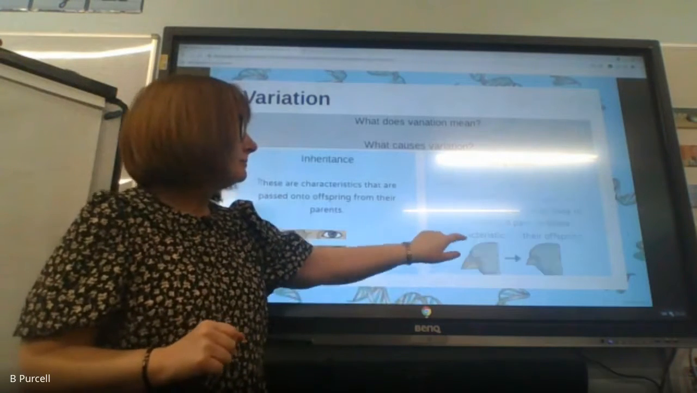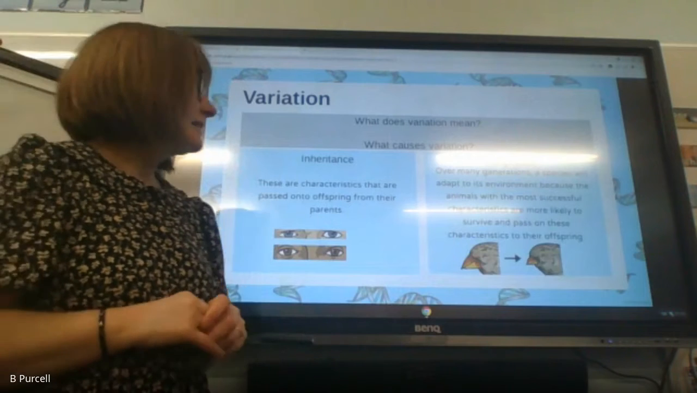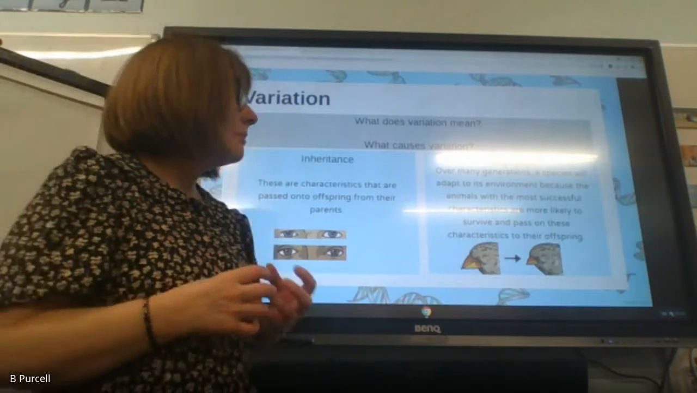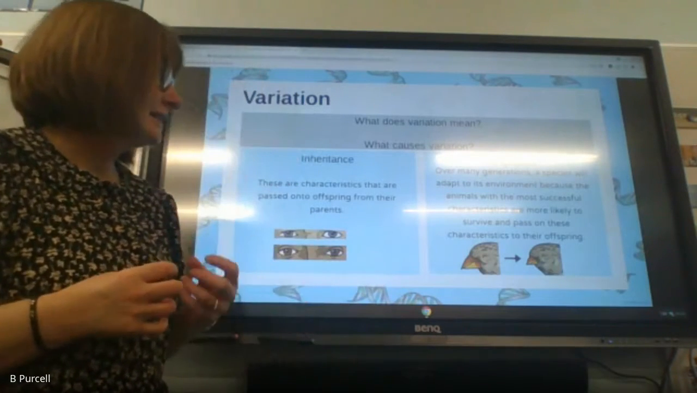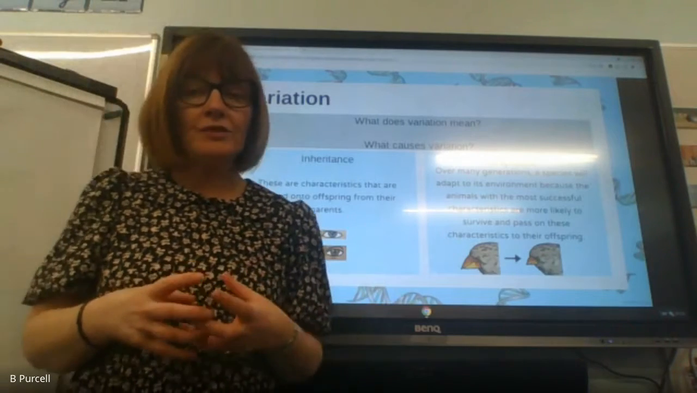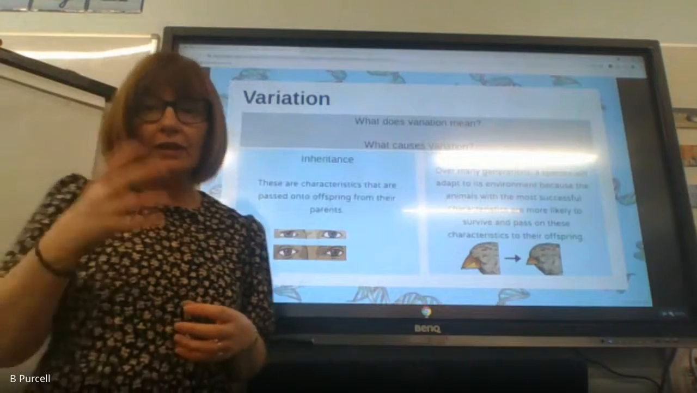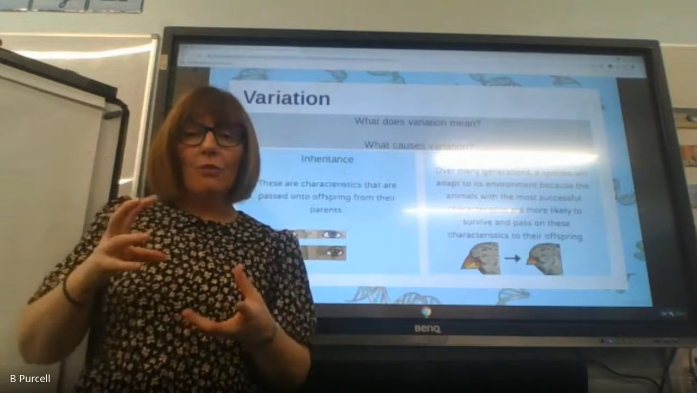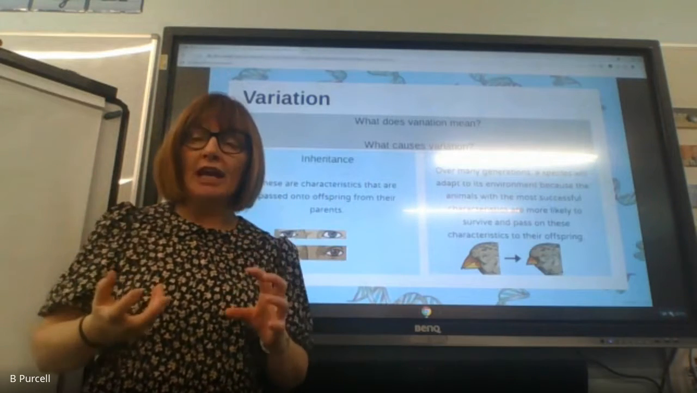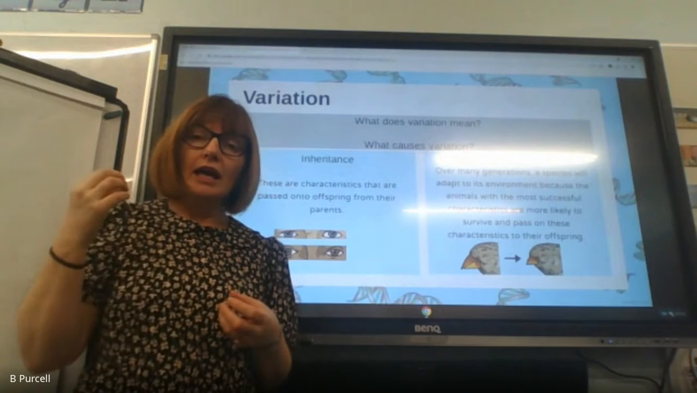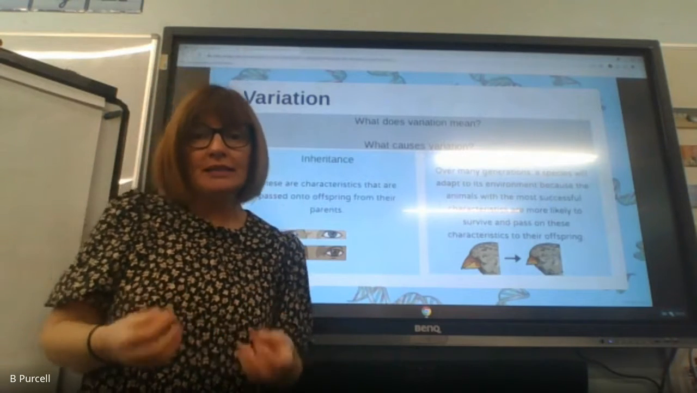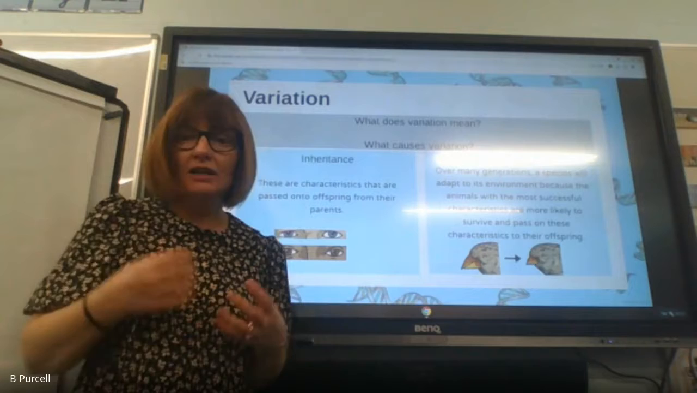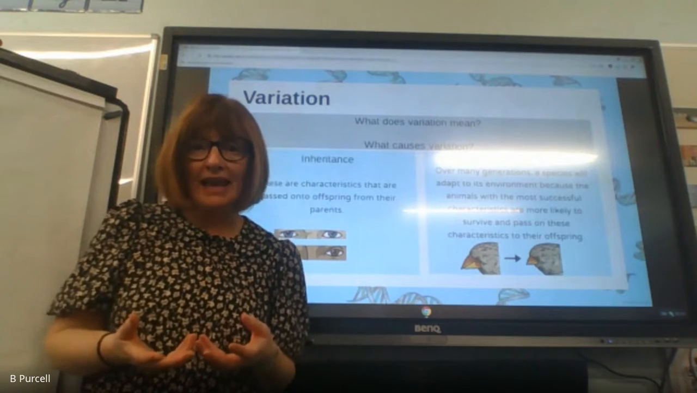Adaptation is slightly different. Over many generations, a species will adapt to its environment because the animals with the most successful characteristics are most likely to survive and pass these characteristics onto their offspring. So in the wild, animals live and humans have adapted over time as well. So if one of the environmental features changes around them, a creature, an animal, will have to adapt to that change. If it doesn't adapt to the change, it will most likely die out, become extinct, as we're seeing happening in the world today.